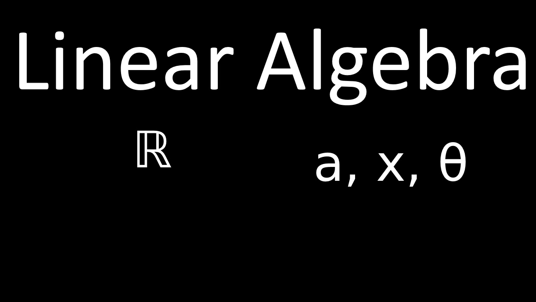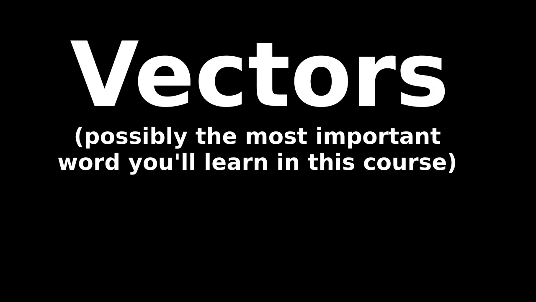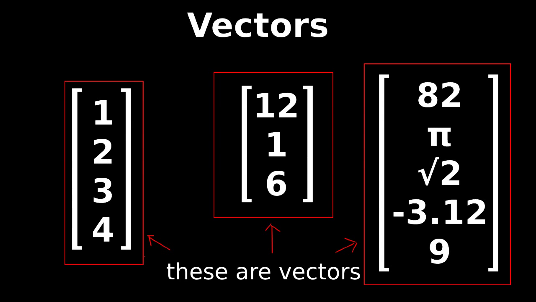In order to better understand this first video, it'll help to know what a real number is, what a variable is, how to plot coordinates on a graph, and what the Pythagorean theorem is. In this first video, I'm going to be talking about vectors. A vector, simply put, is a list of numbers.